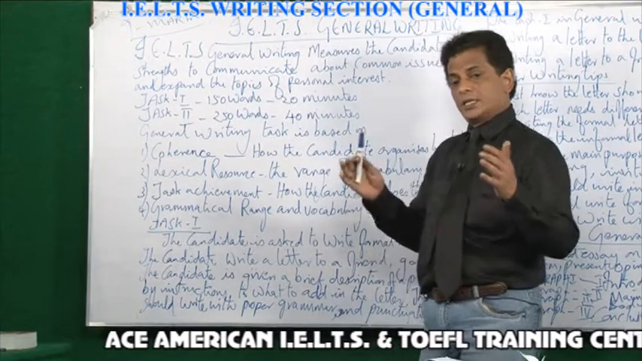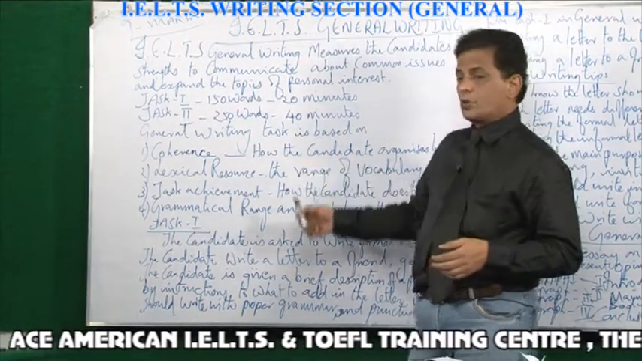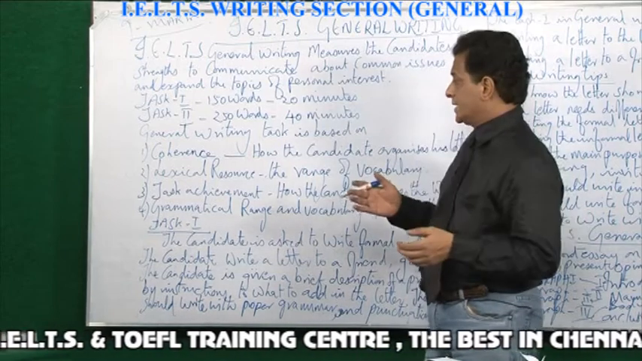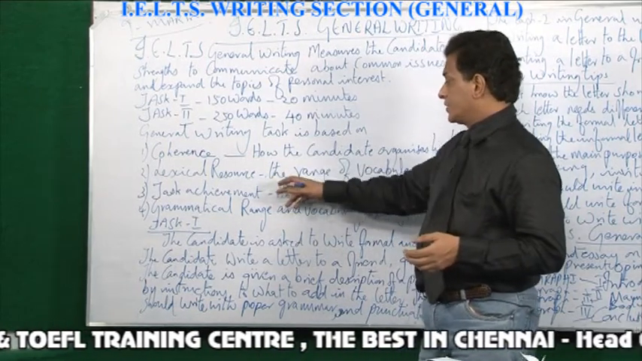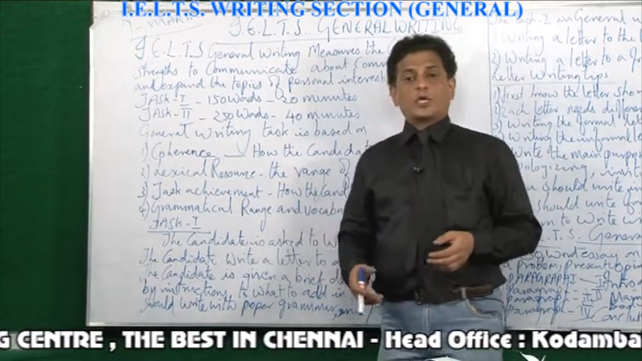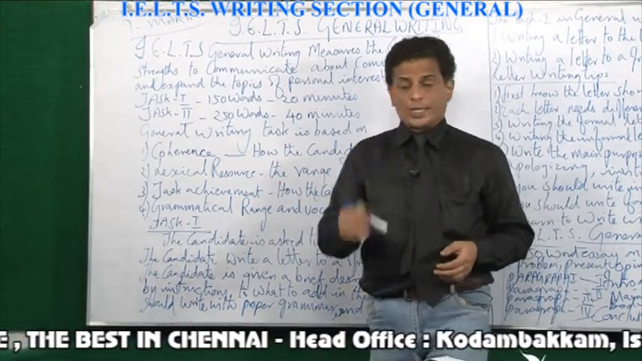General writing task, generally it is based on coherence. Coherence means how do you arrange the ideas in order? How do you arrange your ideas in order? Lexical resource, the range of vocabulary. Lexical means what type of vocabulary do you use in your writing task.